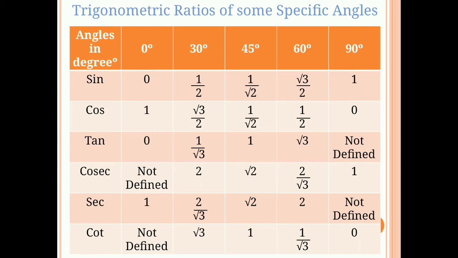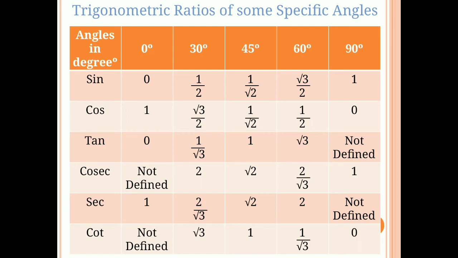In cos of these angles, it is just the inverse. We will write the values of sine in the reverse order. For 0 degree we will write 1, for 30 degree we will write root 3 by 2, for 45 degree 1 by root 2, for 60 degree 1 by 2, and for 90 degree it will be 0. So we can see that cos and sine are both in reverse order. Like if sine 0 is 0, then cos 0 is 1.